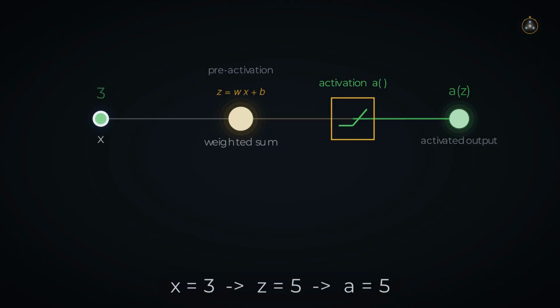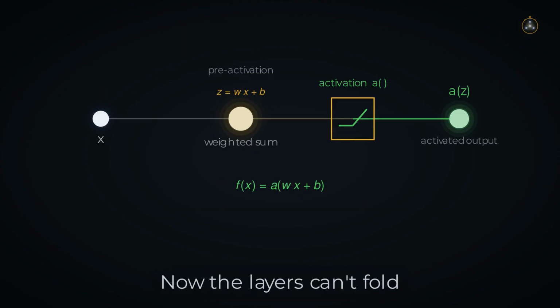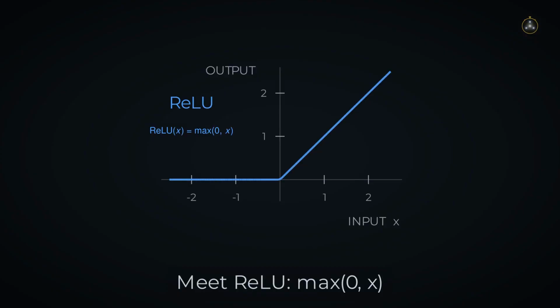Watch a real value go through. The sum comes out positive, so the activation lets it pass straight through, unchanged. Now, a negative input. This time the sum is negative, and the activation clamps it to 0. The neuron goes silent. And here's the payoff. With that bend sitting between the layers, you can no longer collapse them into one line. Depth finally counts.